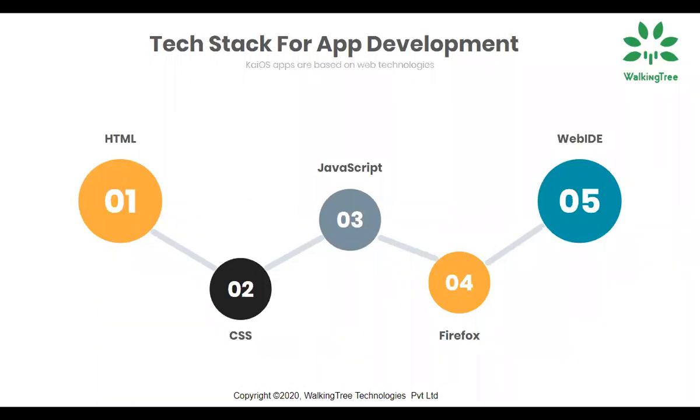But as part of the KaiOS development process, you don't need to worry about all these questions, because KaiOS apps are based on web technologies like HTML, CSS and JavaScript. You know that HTML helps us build the blocks of the web page, CSS helps us build the design of the web page, and JavaScript helps us build the logical blocks of the web page.